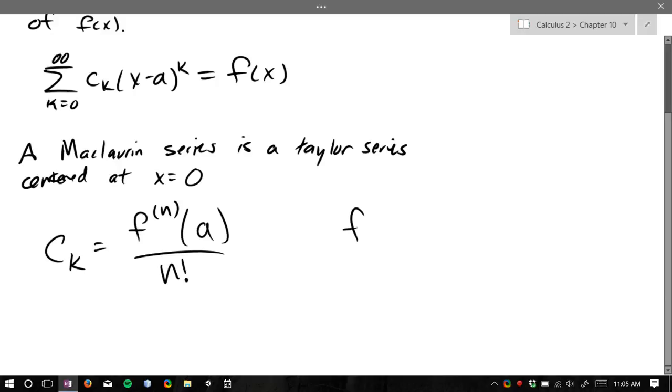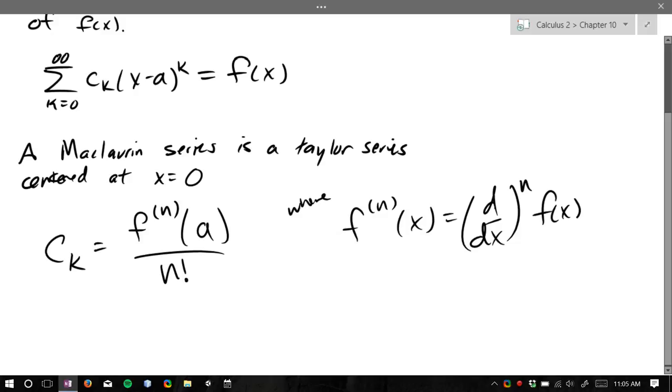So where f^(n)(x) is d/dx, n times, of f(x). So we're taking n derivatives of the function. So there'll be d/dx n times, so there'll be the nth derivative. And of course, we're going to plug in a. So whatever number a is, we're going to plug that number in.